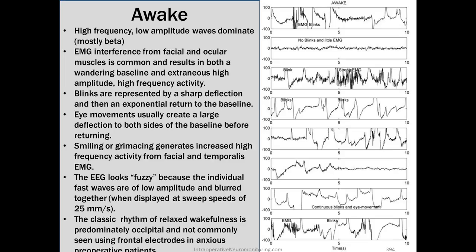The EEG looks fuzzy because the individual fast waves are of low amplitude and blurred together when you display the sweep speed of 25 millimeters per second. The classic rhythm of relaxed wakefulness is predominantly occipital and not commonly seen using frontal electrodes in anxious preoperative patients. On the right side here, we have different EEG artifact patterns from muscle activity, the blinks versus no blinks, and some EMG activity versus strong contraction of a muscle and so forth.